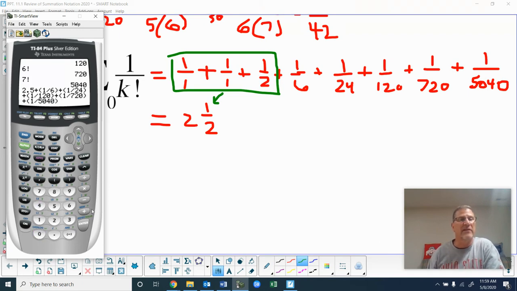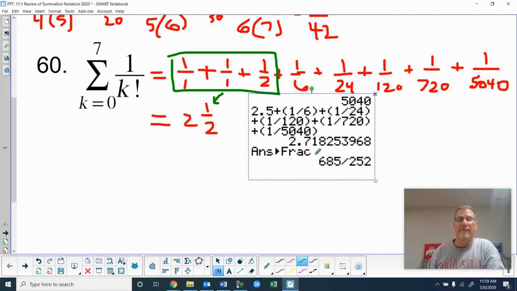Make sure you put those in. I've got my parentheses around, my addition signs, hit enter, and that's your decimal answer. If we go to math, fraction again, I like fractions. There we go. So I'll just slide this over here. All right. So there's our answer, which a lot of you actually got.